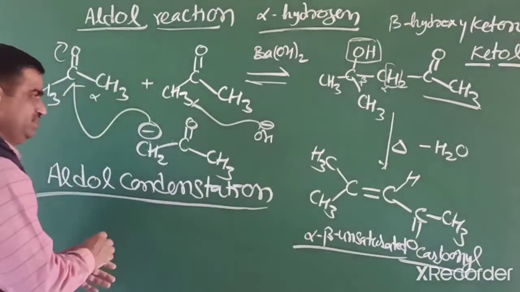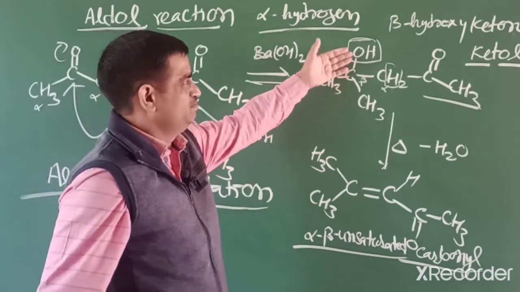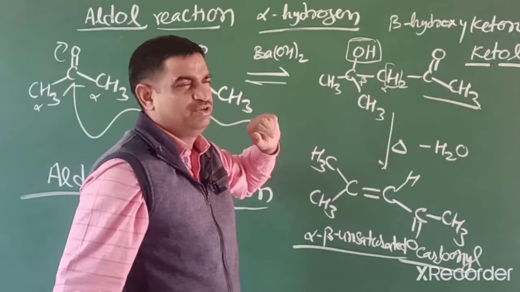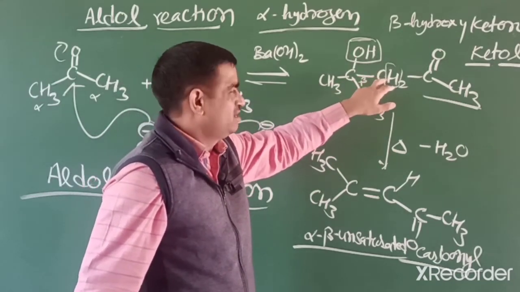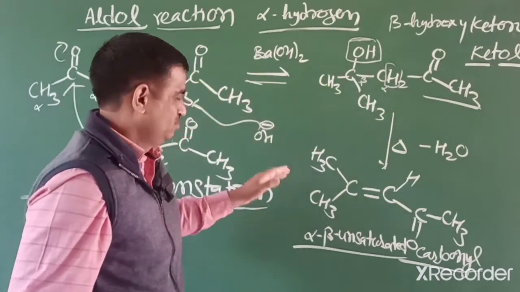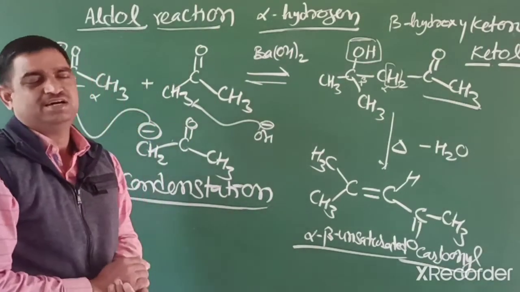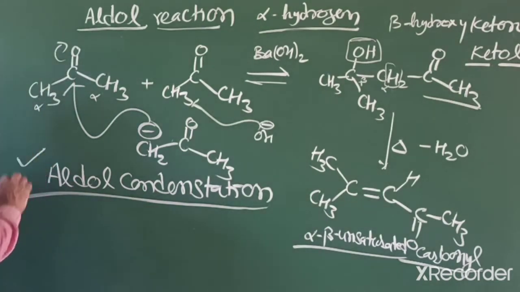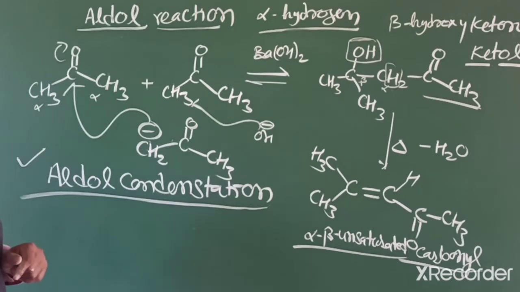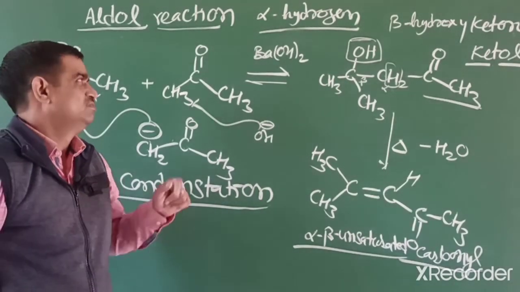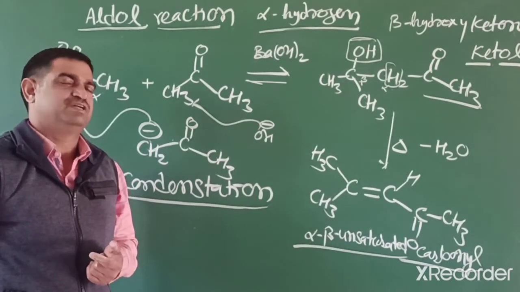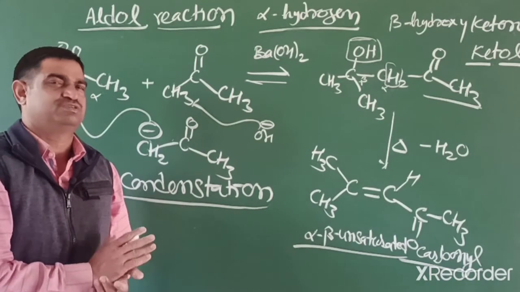In aldol condensation, when heating the beta hydroxyaldehyde or ketone, it removes a water molecule from between the alpha and beta carbon. So the compound, an alpha beta unsaturated carbonyl compound, is formed, known as aldol condensation. In this reaction, the same reagent must react in the presence of a weak base. Generally we use dilute barium hydroxide or very dilute sodium hydroxide.